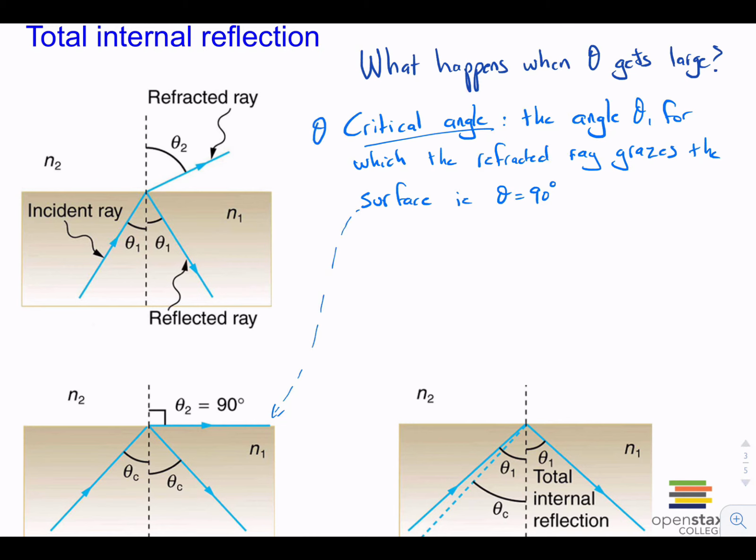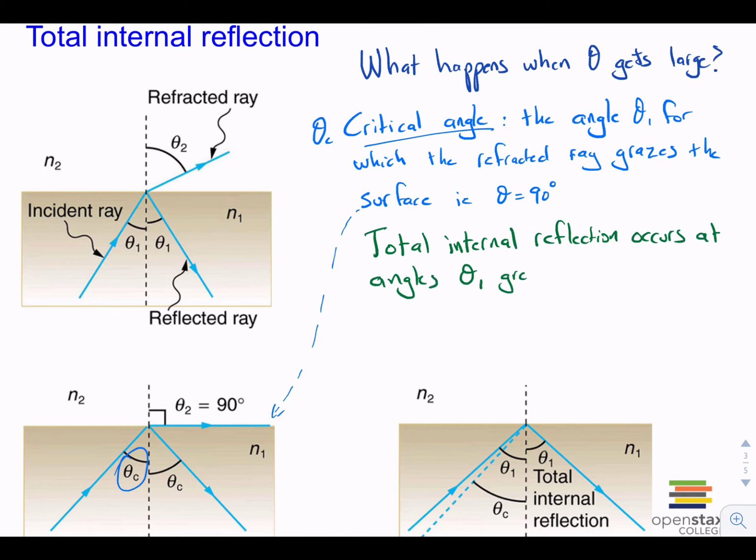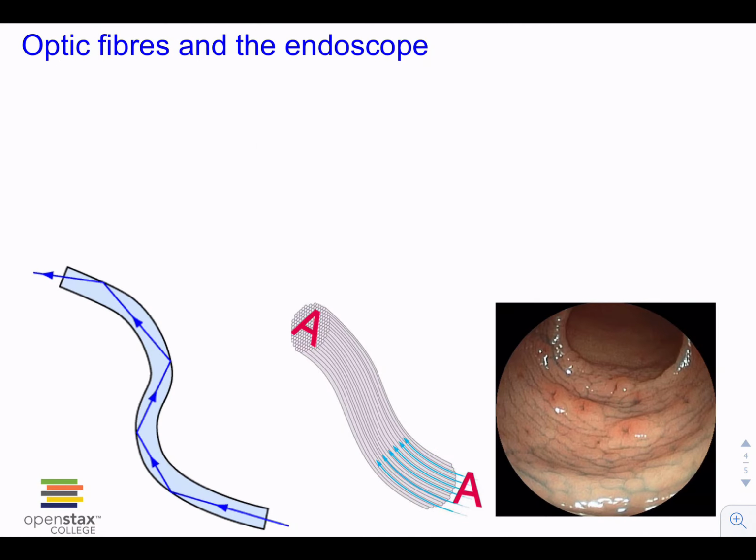Total internal reflection occurs at angles pictured here, theta 1, that are greater than theta critical. Total internal reflection occurs, and the light rays are not able to escape the surface into the different boundary. We've exploited total internal reflection to build optical fibres and instruments that are useful in terms of imaging inside the human body, the endoscope. So total internal reflection enables us to manipulate light via optical fibres.